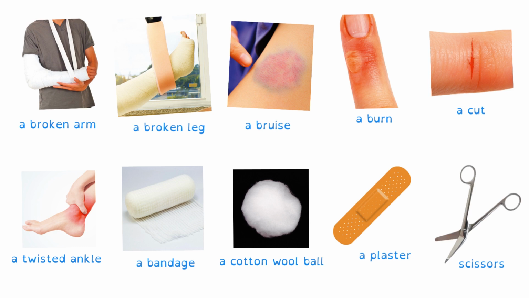Well done! Now, let's say the vocabulary one more time. A broken arm. A broken leg. A bruise. A burn. A cut. A twisted ankle. A bandage. A cotton wool ball. A plaster. Scissors.